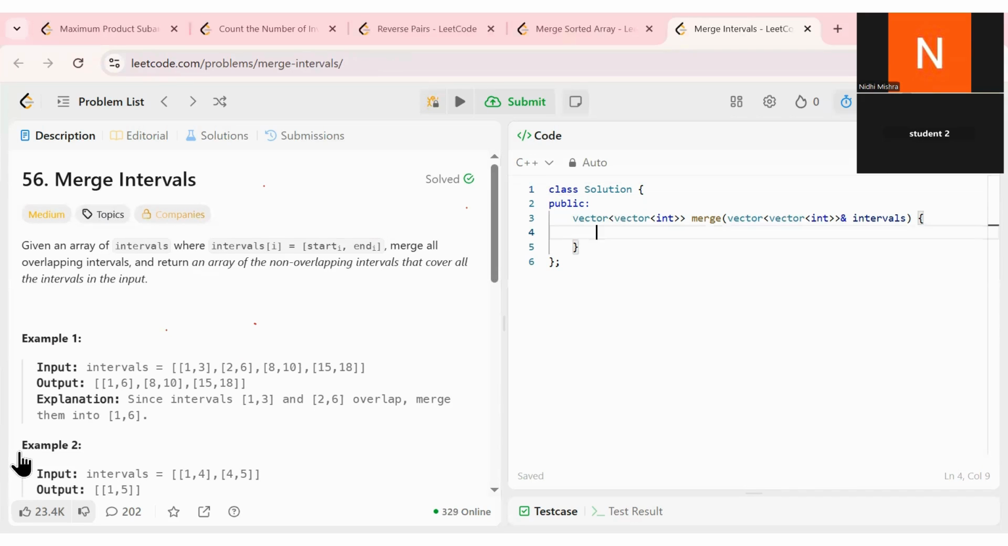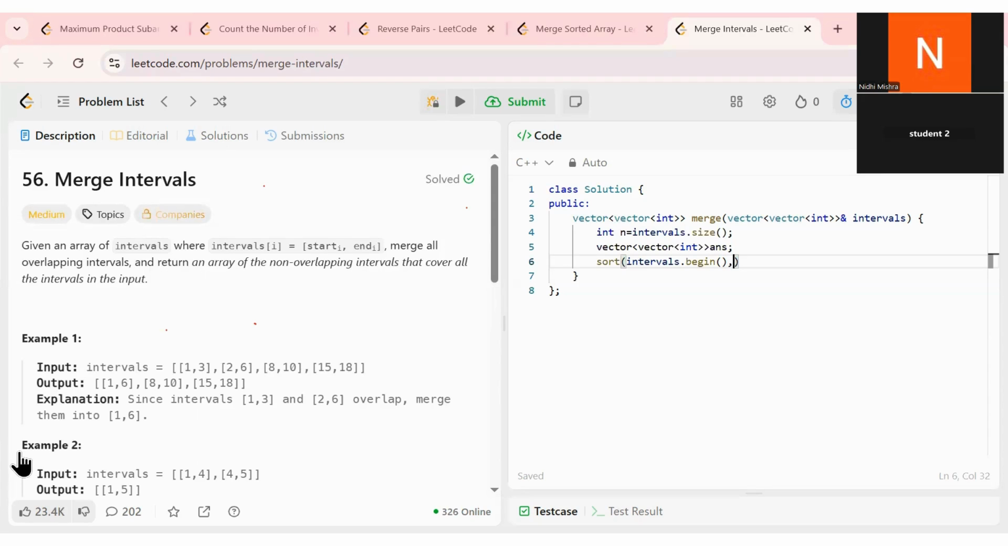Now tell me, what should I write? First, there are n intervals, and then we'll sort the intervals vector. Correct. I'm going to sort based on the first element. We'll just normally write intervals dot sort. It's by default, by default sorted on the first index. But if I want to sort it on the basis of the second value, then I have to use a comparator function.